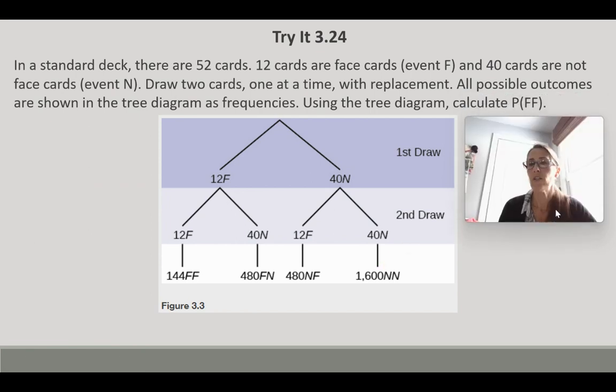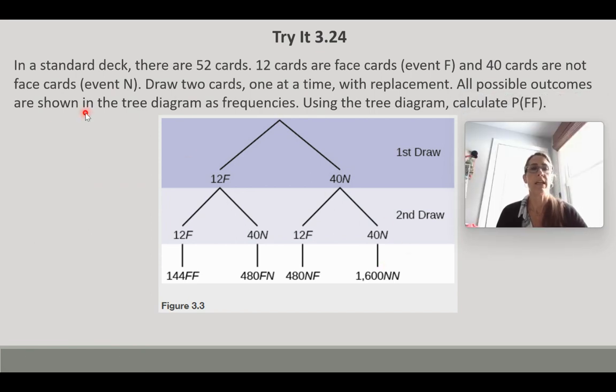Here's another way to do a tree diagram. In a standard deck, there are 52 cards. 12 cards are face cards. That's our event F. And 40 cards are not face cards. That's our event N. We're going to pick 2 cards, one at a time, with replacement. That means we put the card back in after we pick it. All the possible outcomes are shown in the tree diagram as frequencies. We are going to use the tree diagram to calculate the probability that we get a face card on our first pick and a face card on our second pick.